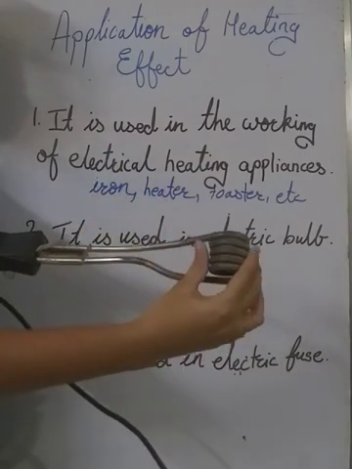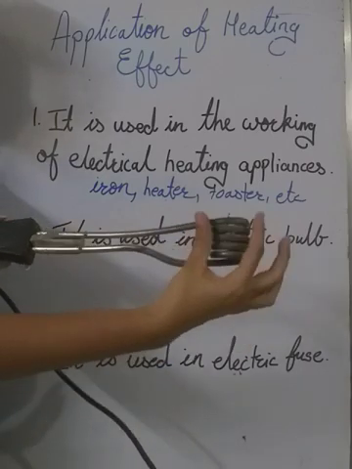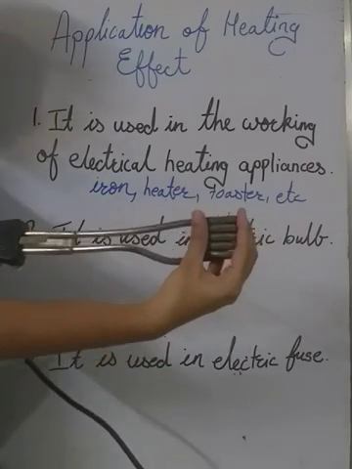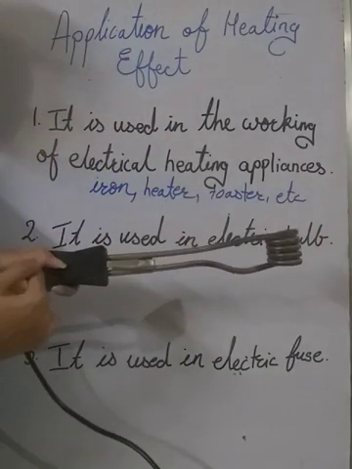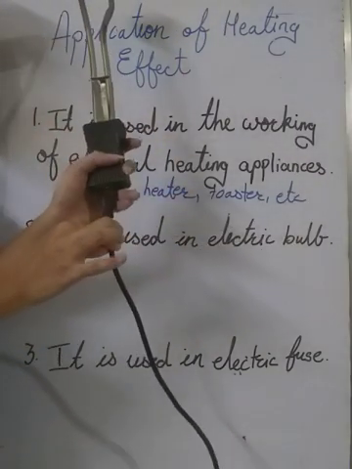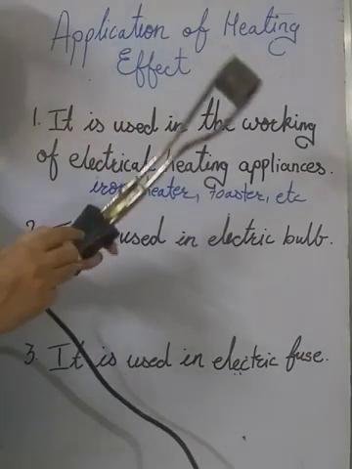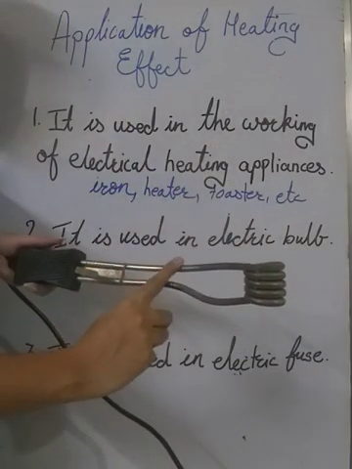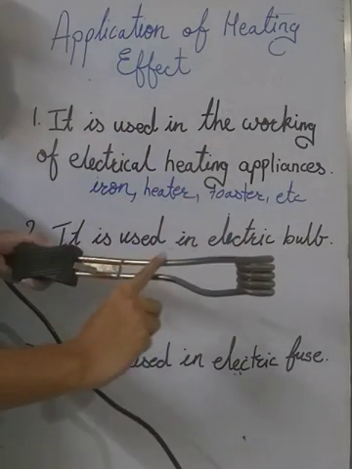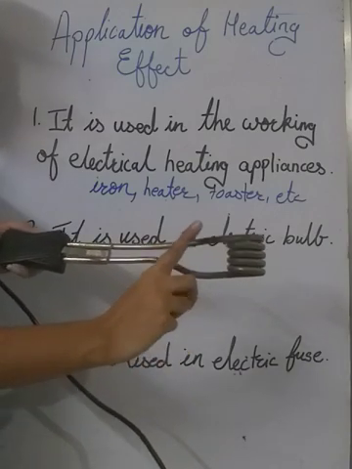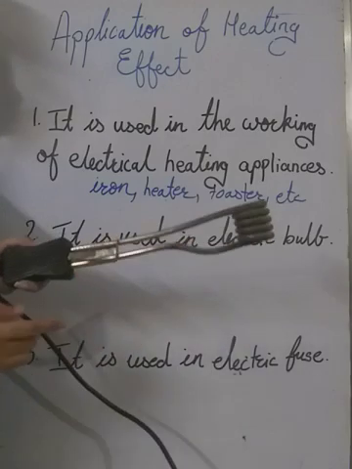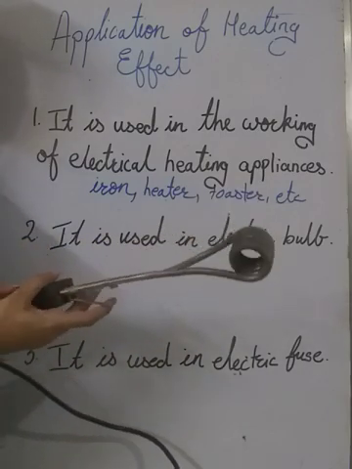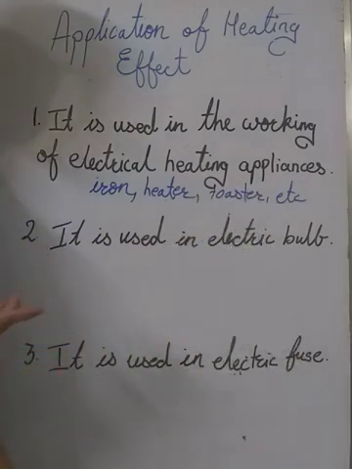Okay. So now what happens? This is made up of alloy, and this is your normal copper wire. So current can flow through your copper wire easily, but since there is a lot of resistance in nichrome, it cannot flow easily through this part, and that's why it starts generating heat. So this is one appliance, and this is one example of heating effect.